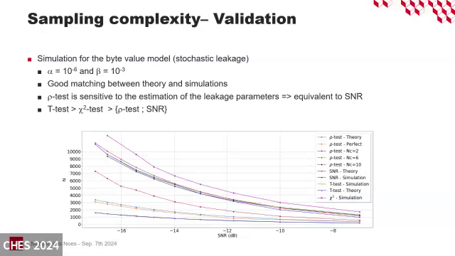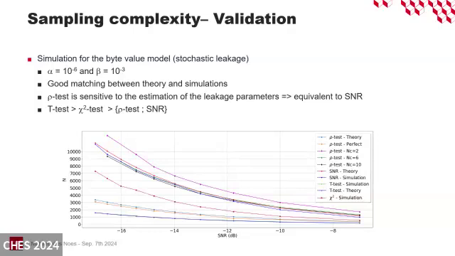In the paper, we did validation with simulations and also with experimental data from the ASCAD database. Here I will present validation with simulations. In the simulation, for the byte value model, we use a stochastic leakage model. We set the false positive rate to 10 to the minus 6 and the false negative rate to 10 to the minus 3. In the stochastic leakage model, the variance of the signal part is normalized to 1, so we just shift the value of the noise variance to modify the SNR. We set the detection threshold according to the false positive rate, and we measure the number of traces required to ensure that we have the right false negative rate.